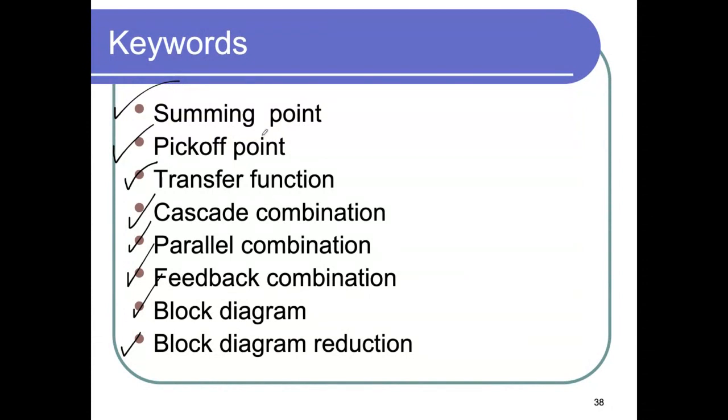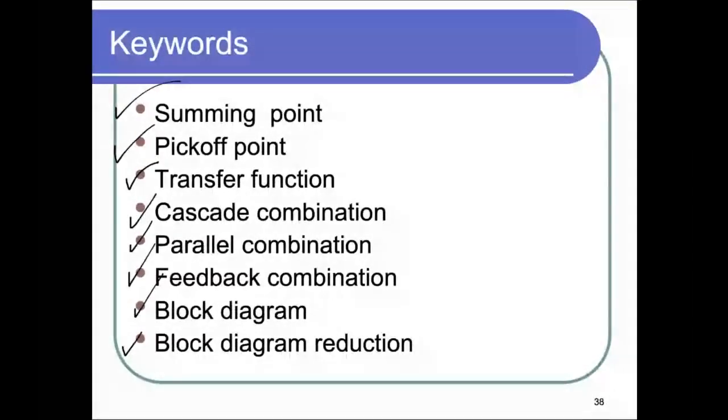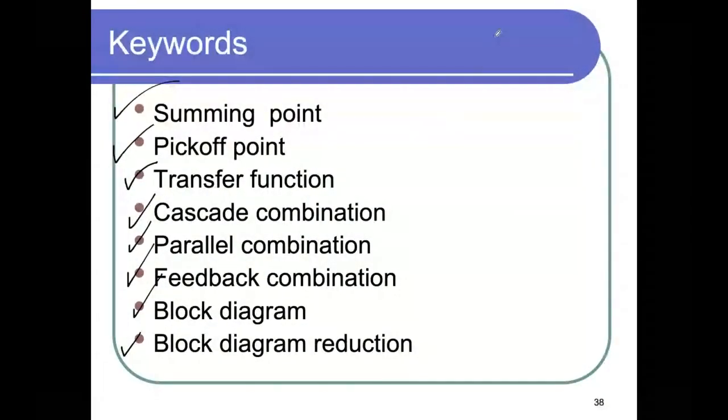Before we do that, we have some keywords to refresh ourselves about. We have what's called the summation point. We have the pickoff point. We have transfer function, cascade combination, parallel combination, feedback combination, block diagram reduction. If you don't know the meaning of any of these keywords, then let me know immediately so we can go through it, because these are important keywords and concepts that we care about in this course.